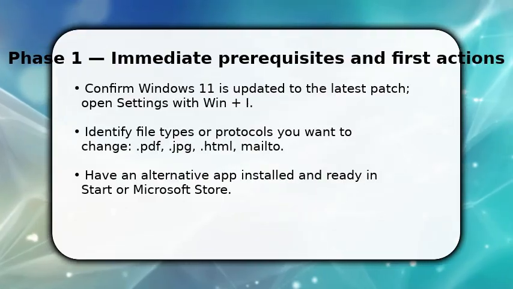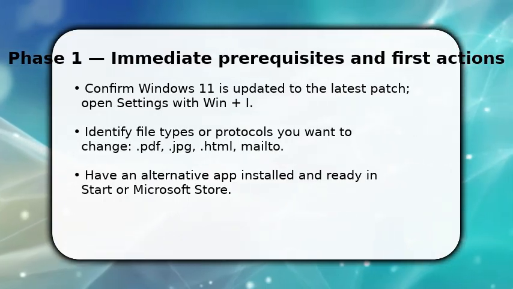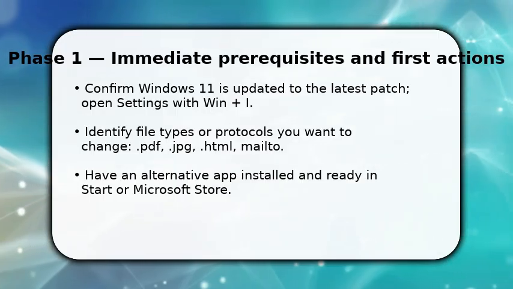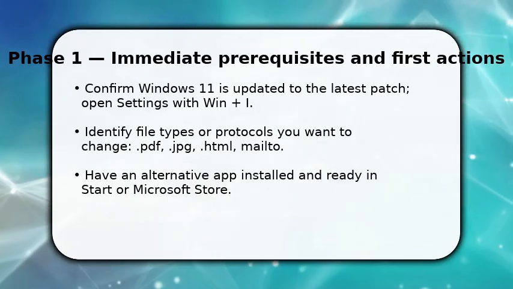You start by opening Settings quickly. Press Win+I and go straight to Apps. Once done, choose Default apps because that's where file type and protocol mapping lives. Make sure the app you want is installed. If not, install it now from the Microsoft Store or the vendor site.